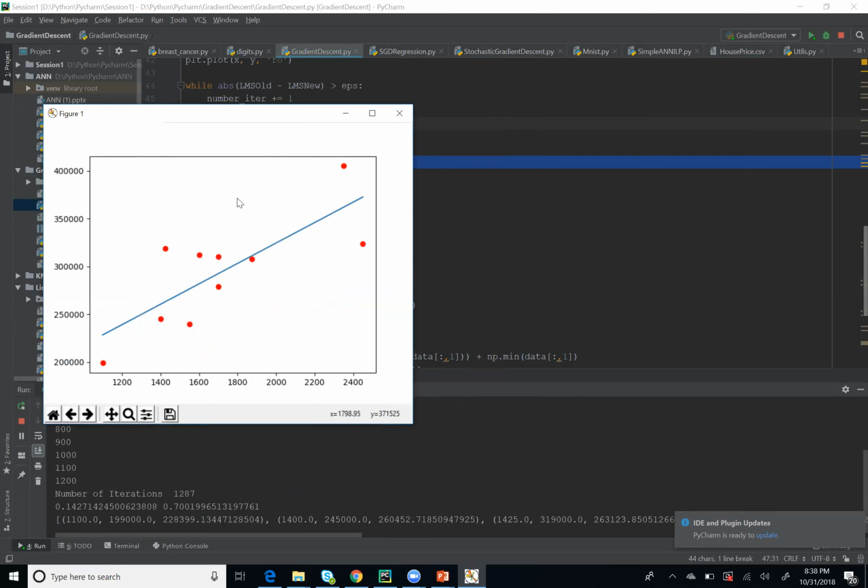So all I'm doing is using gradient descent to find out the best line which fits this. In fact, this is something we will even see in linear regression. Linear regression means finding a linear relationship between x and y points.